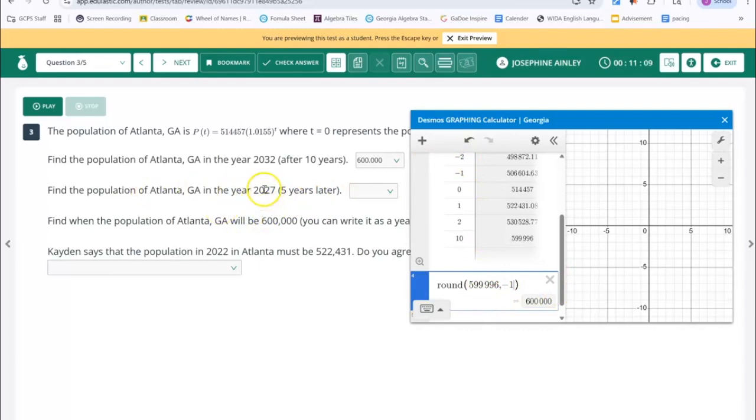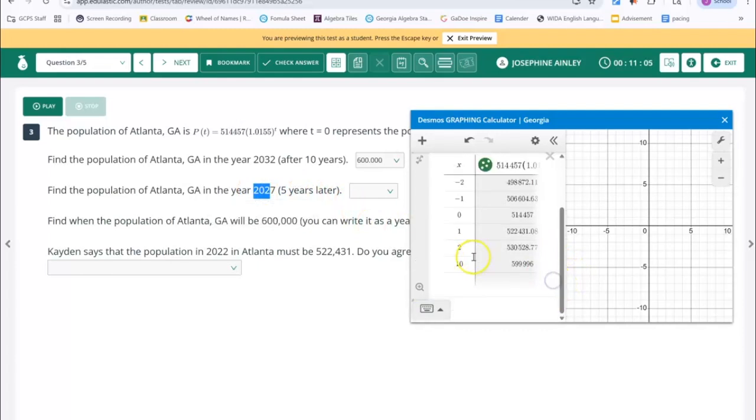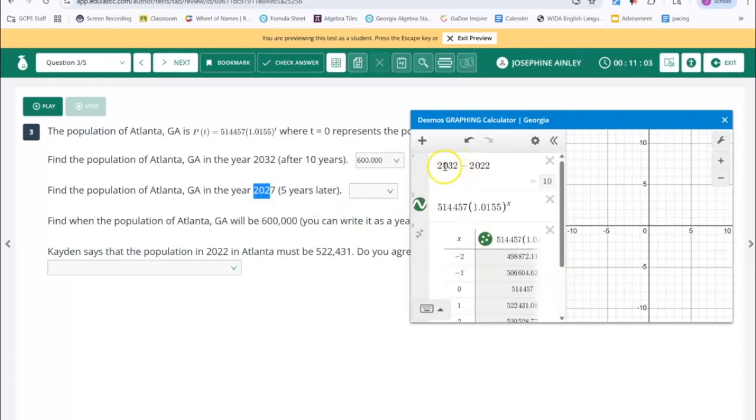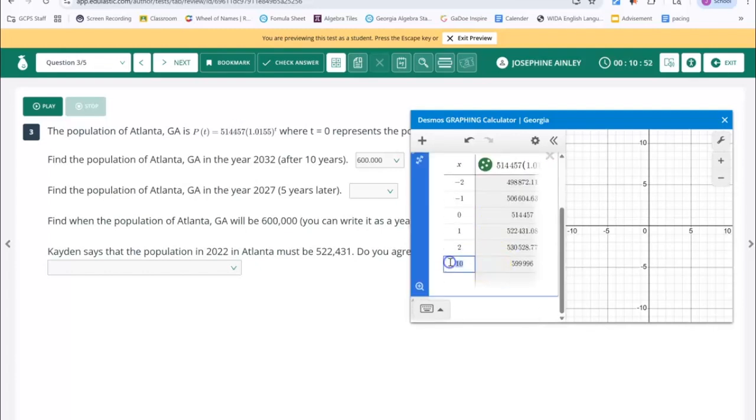Find the population in 2027. Again, let's assume I didn't know this is 5 years later because I gave you the hint, but I will no longer be giving it to you. I start in 2032, and now it's the year 2027. How many years have passed? 5. So I care about when the time is equal to 5.